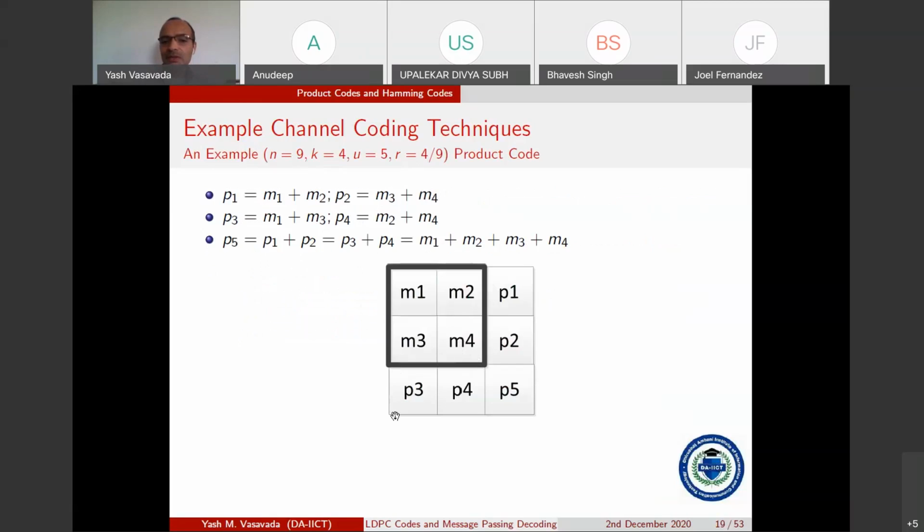And then we make an outer square around it by adding parity to each row and each column. So this is called the product code. And you will see that this product code is actually nothing but 5 different SPC codes sitting on the same 4 message bits.